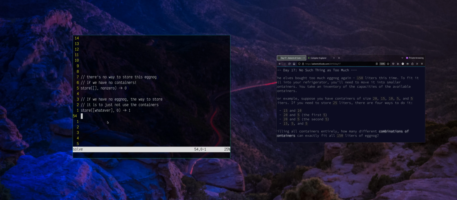The second trivial case is that we don't have any eggnog left to store. That basically means that if we don't use any of the containers to store 0 eggnog, then that is one way of doing it, right?